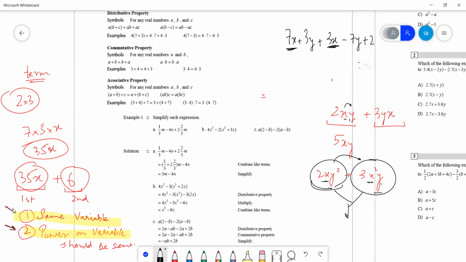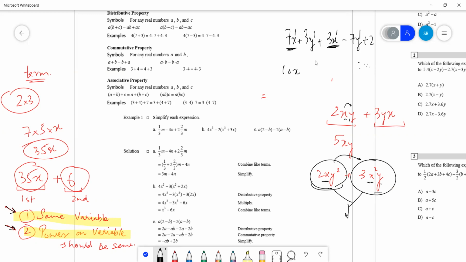Yes, the power is 1. 7x plus 3x, x to the 1, x to the 1. So that would be 10x. Correct. And then we can also combine 3y and 7y, because the variable is the same and the power on the variable is the same. Yes, 1 and 1.